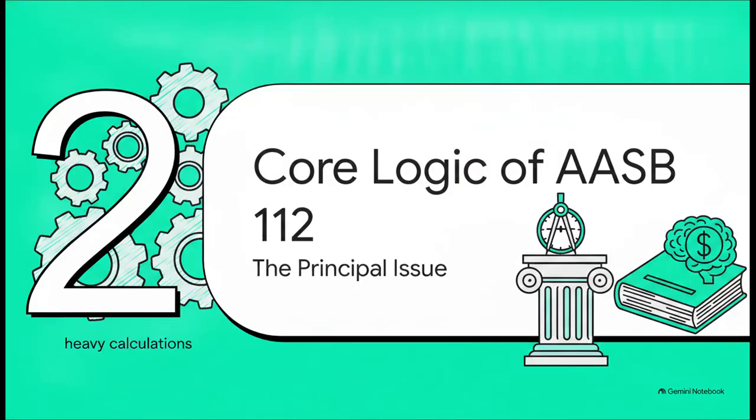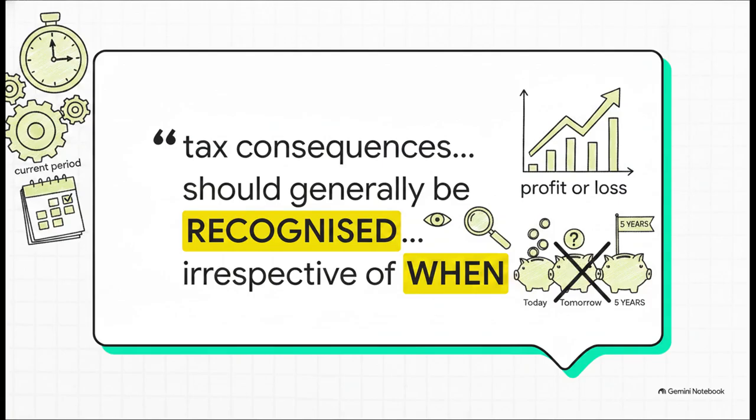Moving right along to Section 2, the core logic of ASB 112, the principal issue. Now, before we dive into the heavy calculations, we need a philosophical anchor. Now, what's really interesting about this slide is the heavy emphasis on the word recognized. You see, ASB 112 bridges the timeline gap with a very strict philosophy. If a transaction happens in the current period, its tax consequences must be recognized in the current period's profit or loss. It absolutely does not matter if the actual tax is paid today, tomorrow, or 5 years from now. You always match the tax consequence to the accounting period where the transaction originally occurred.